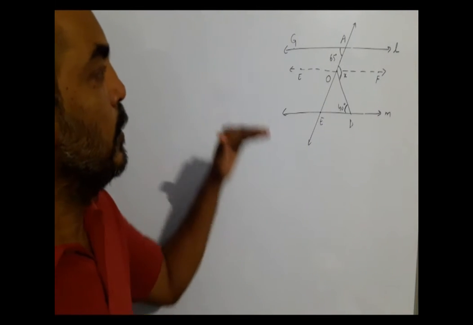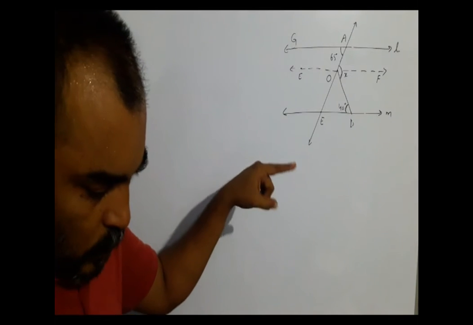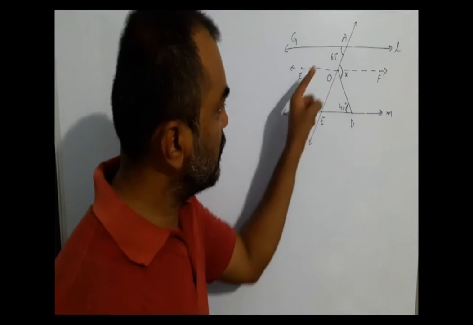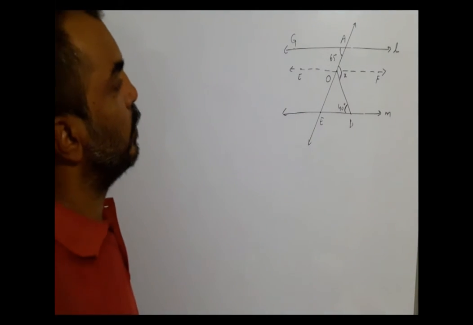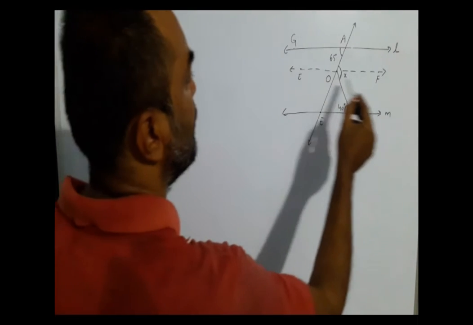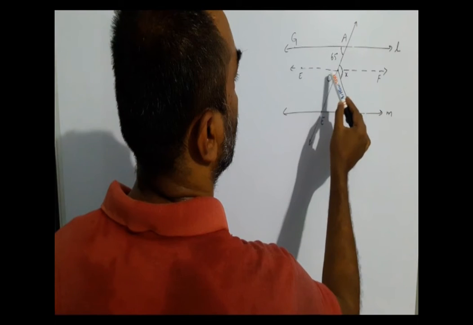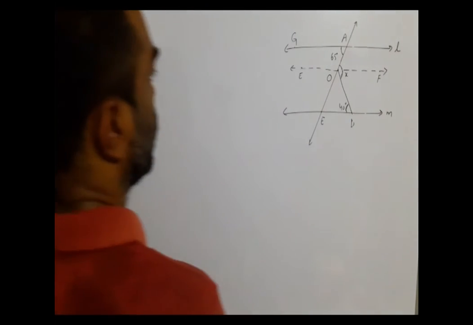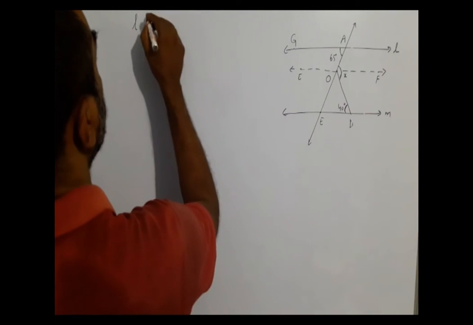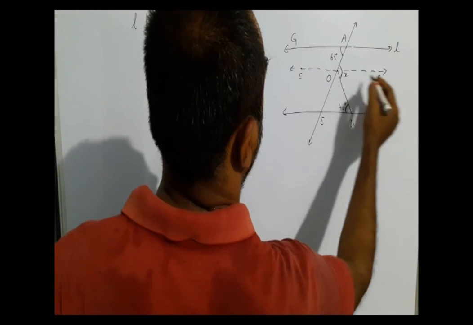You should write this: draw a line EF parallel to L passing through the given point, and name the point of intersection O. This is the construction we need to do. Okay, you can write it down. So now we have line L parallel to EF.